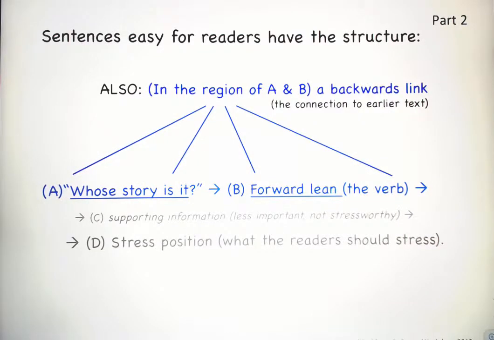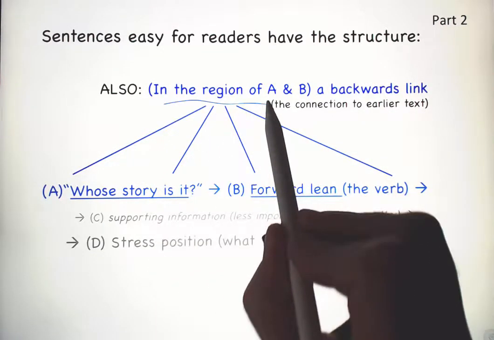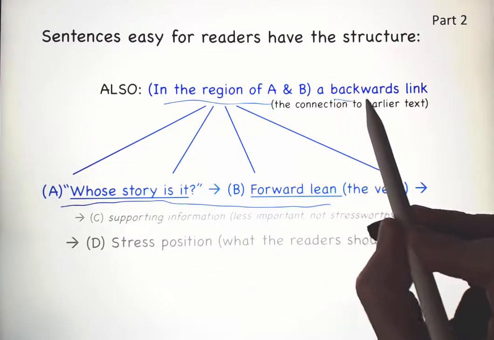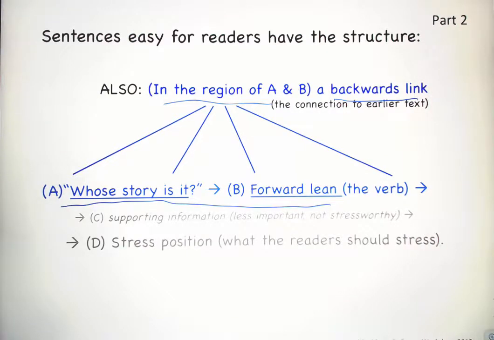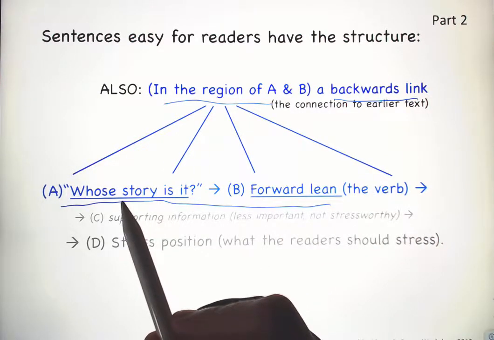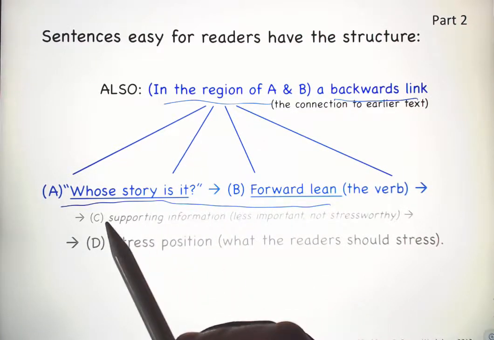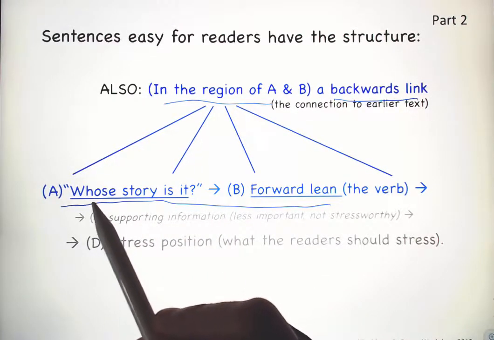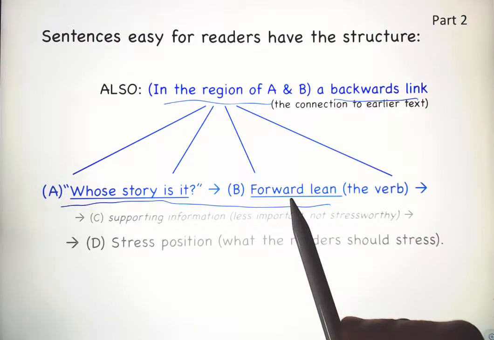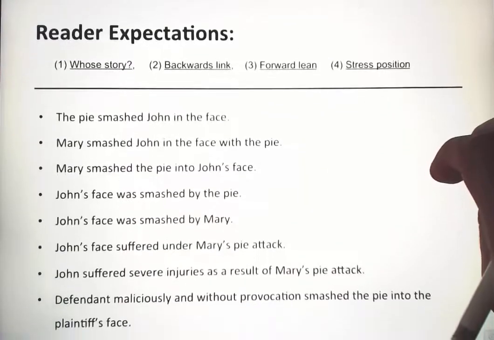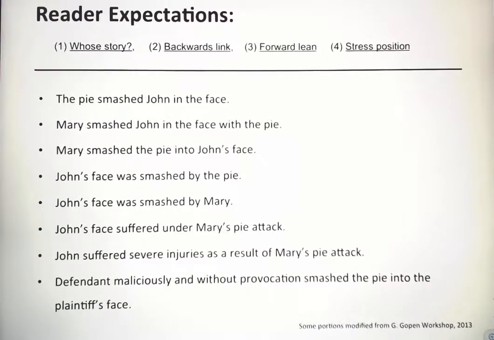Finally, somewhere early in the sentence, if you can get it there, should be a backwards link, a connection to earlier text. The backwards link could be whose story, it could be the forward lean, and it can be something a little bit later. Usually it's something related to whose story or the forward lean. Let's go through some examples in which we analyze sentences to identify whose story, the backwards link, forward lean, and the stress position. Notice that all of these sentences have more or less the same information.